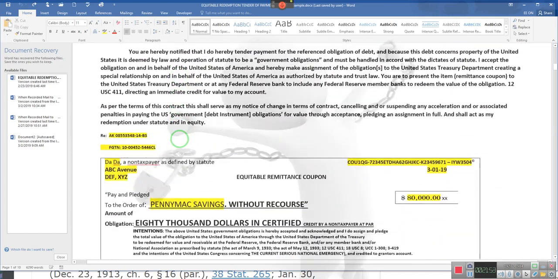Then you're going to put the account number and the account information here where it says RE, reference. Just that simple, nothing complicated. The account number, the account name here. So in other words, reference the account number, anything that can tell them where the account is. Then you're going to put your name, your address, your information here. You're going to put your contract number here.